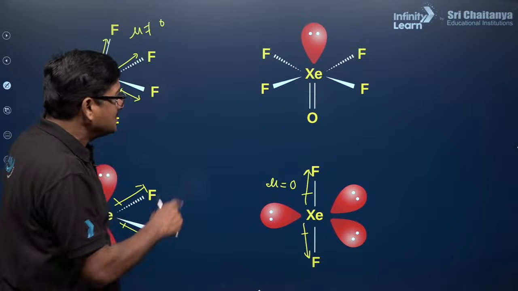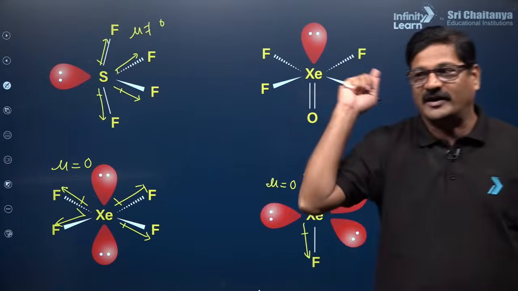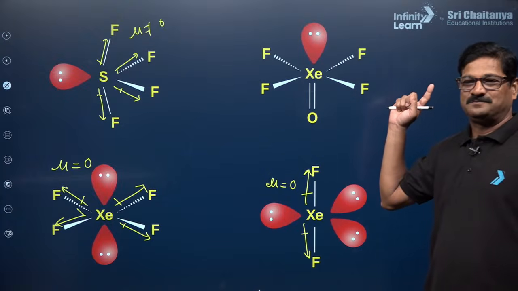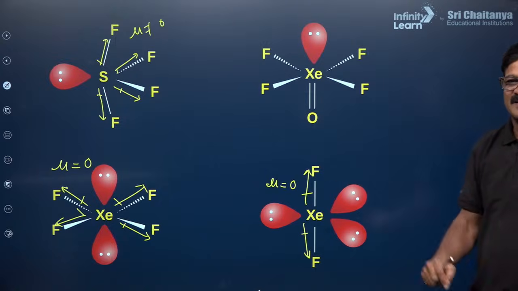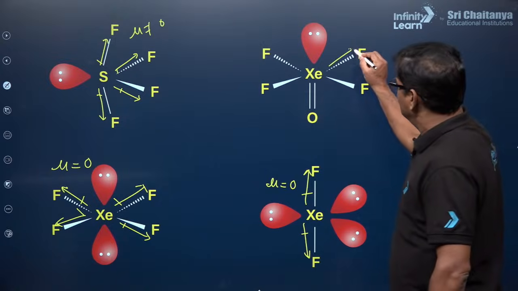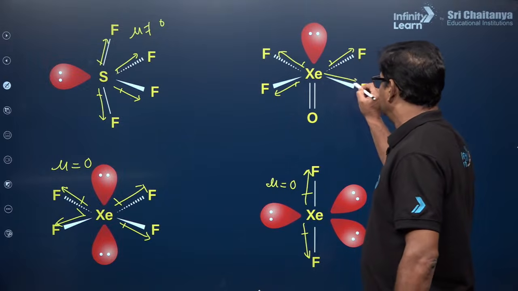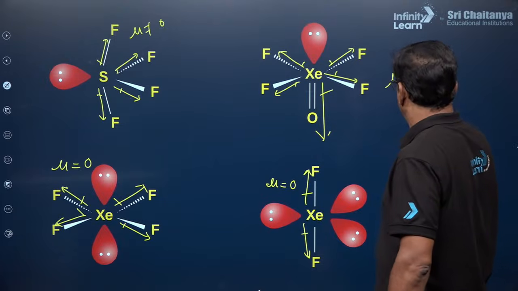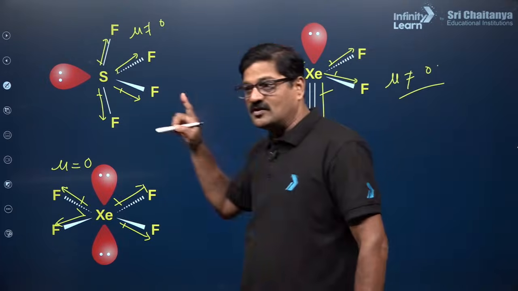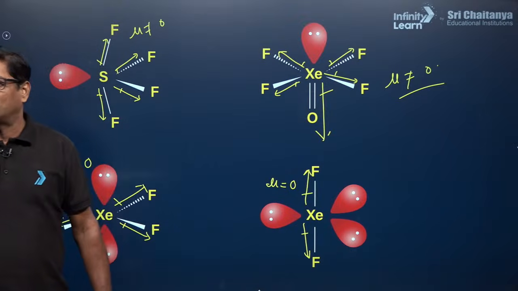So XeF4, could you tell me whether the dipole moment is 0 or not equal to 0? Look at this, it's cancelled, it is cancelled, and it is cancelled, but the resultant dipole moment will be there. So the resultant dipole moment is not equal to 0, it's a polar molecule, right? It's a polar molecule.